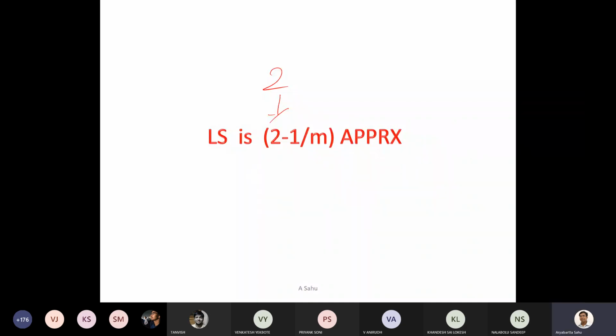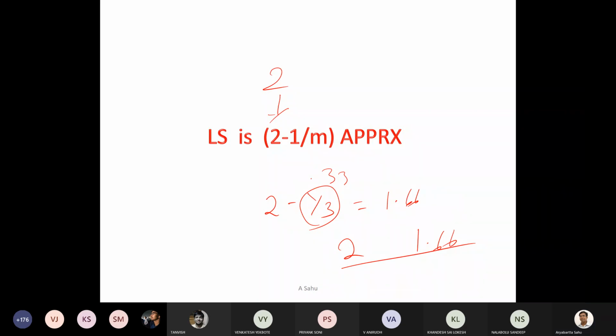Suppose you are doing it for 3 processors, then what will happen? 2 minus 1 by 3. What is 1 by 3? 1 by 3 is 0.33. So it is 1.66, and 2 and 1.66 have a significant difference, because whenever you are doing approximations, if you are going for a lower one, then actually it is better.